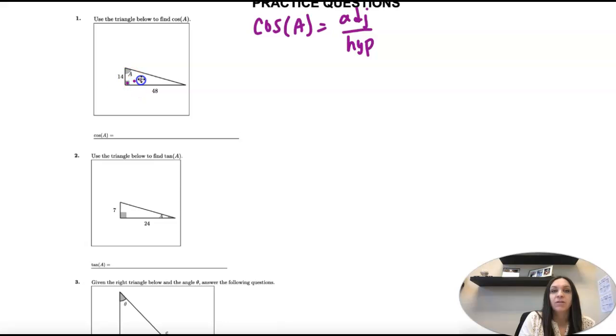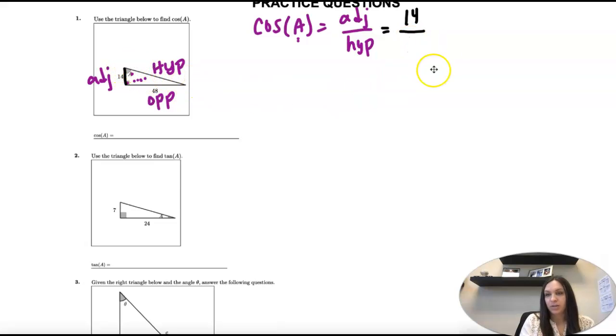Across from the right angle is the hypotenuse. Across from the angle of reference, so angle A, is the opposite side, and then the remaining side next to the angle is the adjacent. Okay, so we know the adjacent side is 14, but we don't know the length of the hypotenuse, so we're going to have to solve for that.